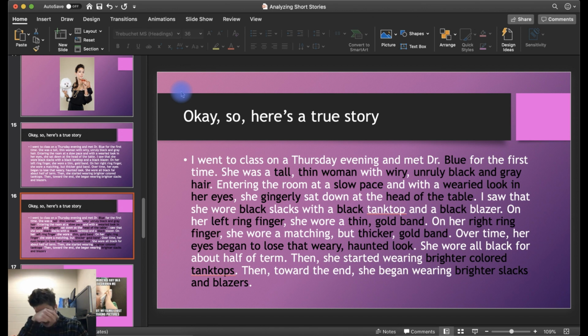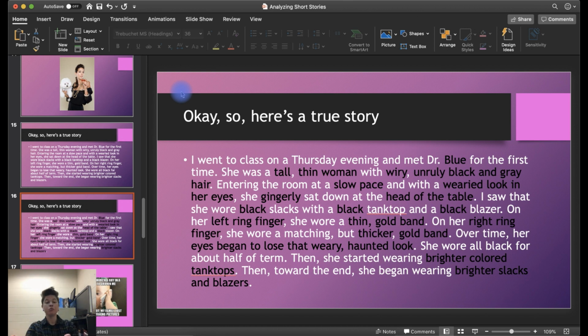Over time, her eyes begin to lose that wearied, haunted look. So she's growing through her grief, and she's able to get back into her life. She starts wearing brighter colored tank tops, right? Baby steps. Nothing happens immediately. So she starts wearing brighter colored tank tops coming out of mourning. And then she's wearing brighter colored slacks and blazers toward the end of term. So she's growing through this mourning phase, right?